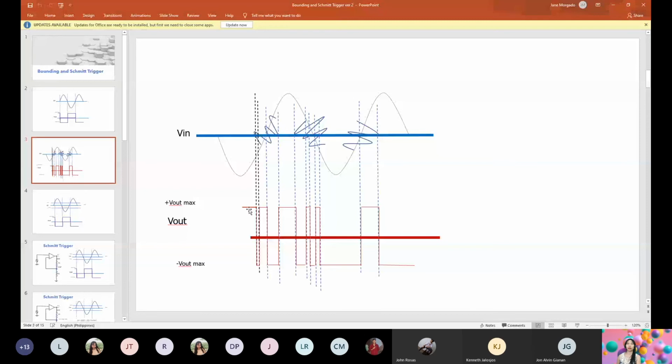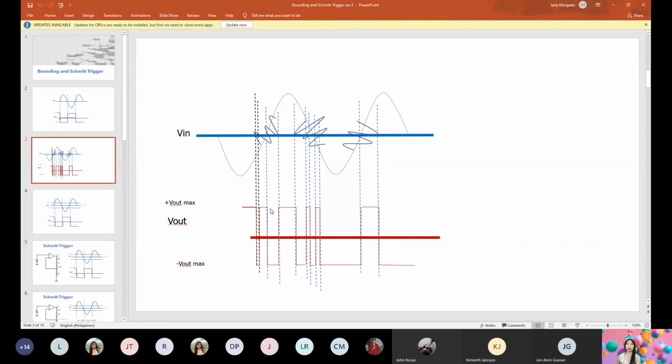So let's say you have it initially at positive output voltage. There's a noise which crosses the 0 volts reference level, so it toggles to 0. And then the noise crosses the reference level again, so it toggles back to 1.